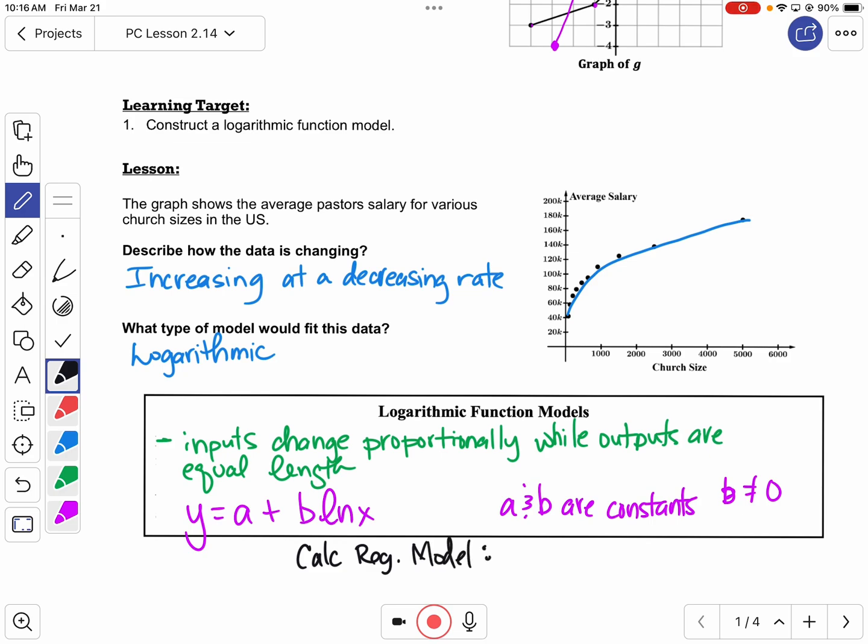When we use the calculator, your regression model is going to be this one, LNREG. You don't want to choose LOG. There's one that says LOGREG. You don't want that one. That's what's called a logistic curve. We want the LNREG.